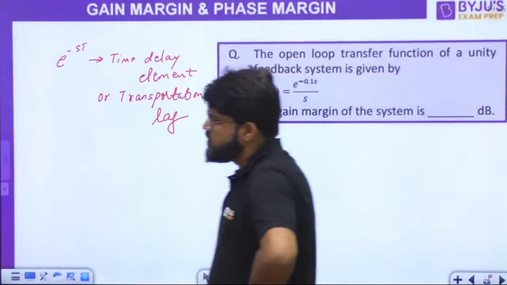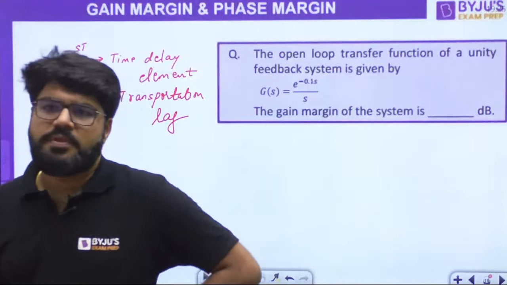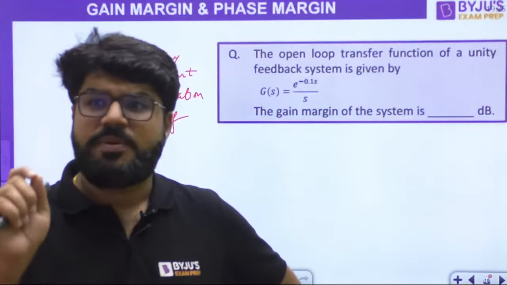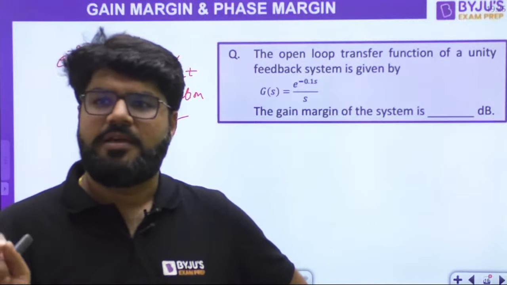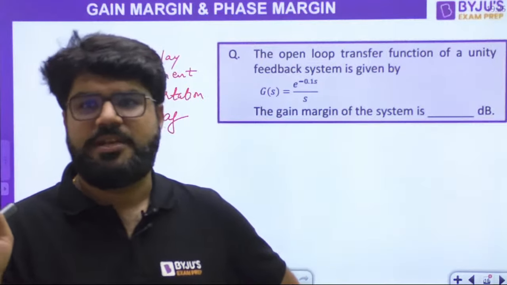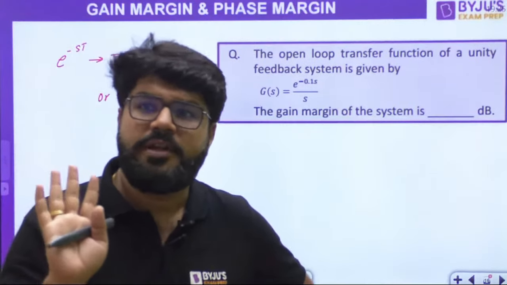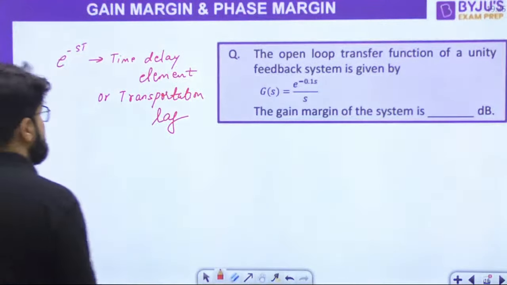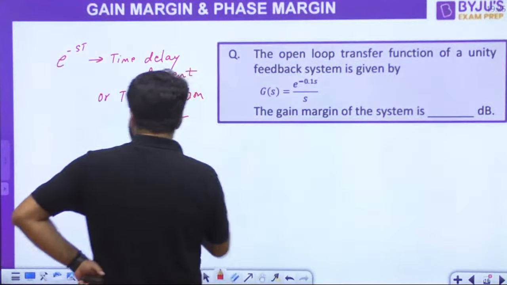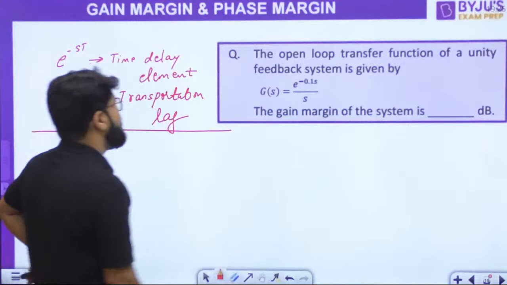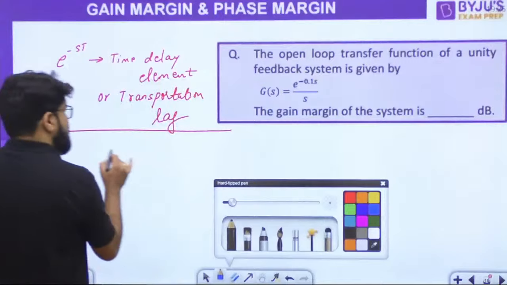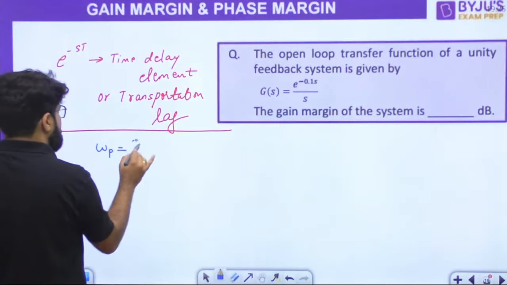Questions involving exponential. Juhi, that's what I told. Whenever the function is 1 upon s, (1 plus st1), (1 plus st2), then the omega p is 1 upon root t1 t2, when that type of function is there. Otherwise, the basic formula. So, for gain margin, every time we need the omega p. We need to start with omega p.